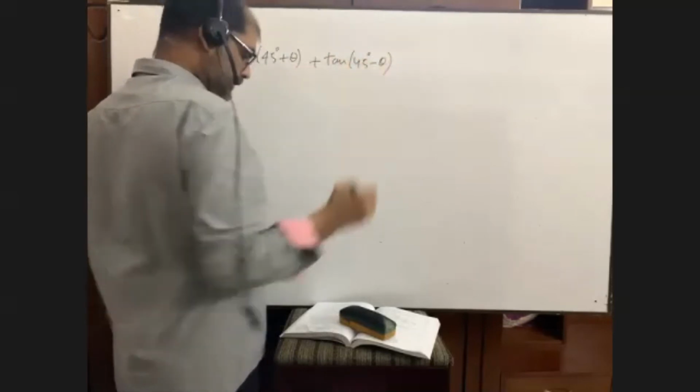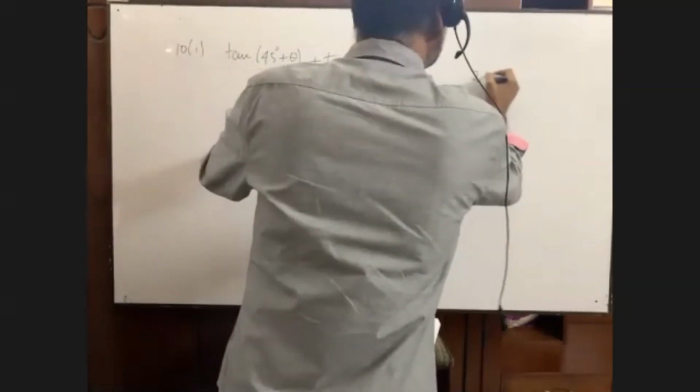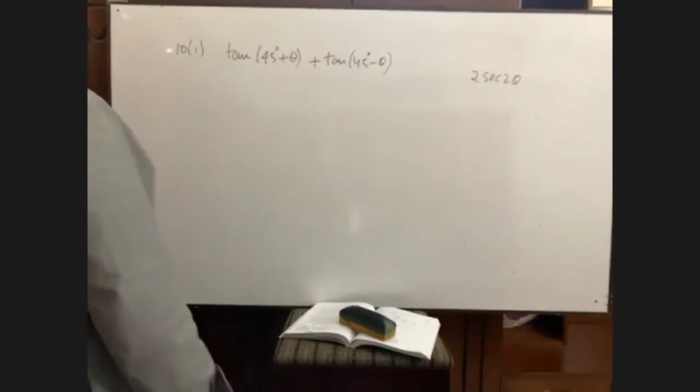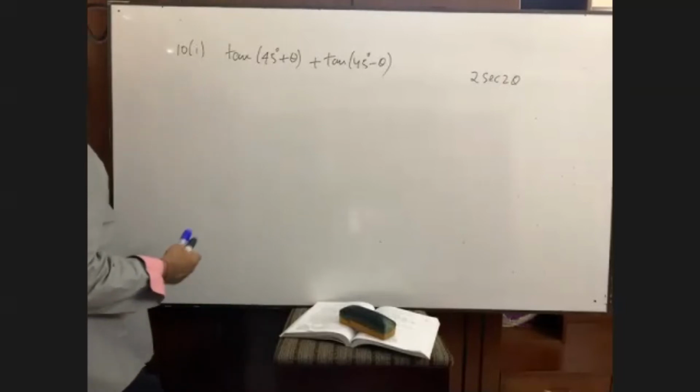Okay, do it. Your right hand side is 2 sec 2 theta. Do it and let me know. Quick. Can you do it? Yes sir. Okay, carry on.